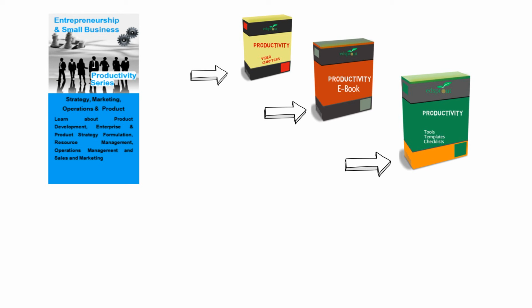The Productivity Series offers Scribe videos series on 8 productivity topics, 1 ebook that is designed using sketches from Scribe videos, and a tools, templates, and checklist package.